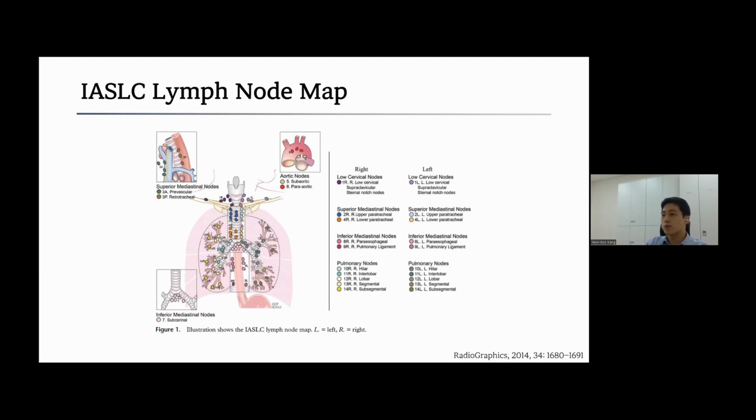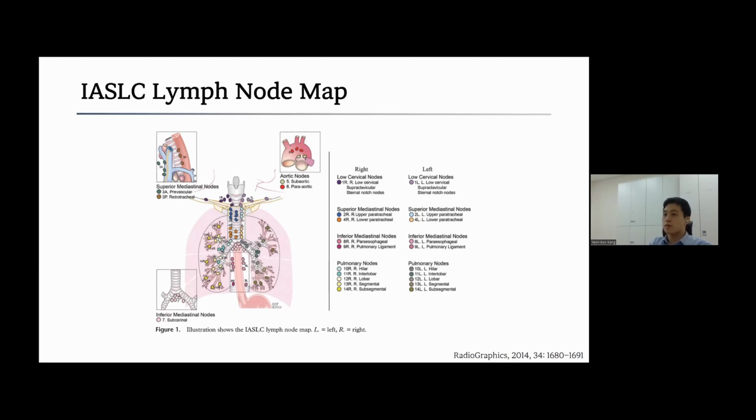And let me move on to the next part of the normal anatomy, mediastinal lymph node map. This section is the most important part of the first half, I think. Lymph node staging is one of the most critical parts for staging of lung cancer patients who consider to undergo surgery. Lymph node staging of lung cancer depends on the location of metastatic lymph nodes, not on the number of metastatic lymph nodes. So accurate classification of lymph nodes according to the location is essential for accurate lymph node staging.